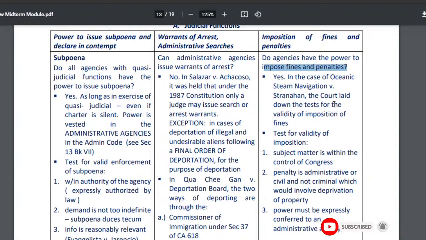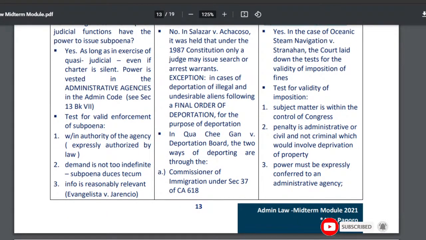Second is that the penalty is administrative or civil and not criminal, which would involve deprivation of property. Because when it is a criminal fine or penalty, the courts are the ones who can impose it, not the administrative agency. Third, the power must be expressly conferred to the administrative agency. So what do we see in all of this? That power must be expressly authorized. The authority must be given to the administrative agency for that power.